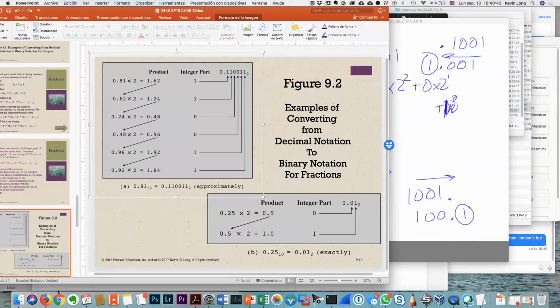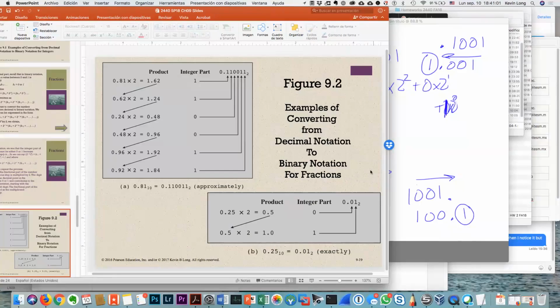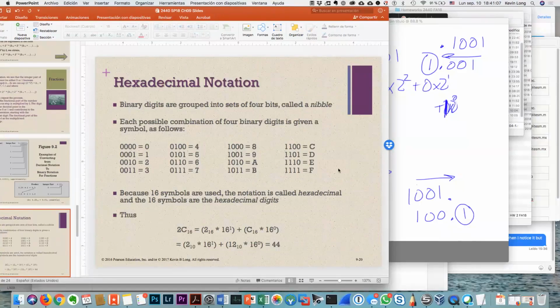Sometimes you get lucky. In this case, it's a quarter. So we all know it's 0.01. But let's see, 0.25 times 2 is 0.5. I keep the 0. 0.5 times 2 is a 1.0. I keep the 1, 0, I'm done. So that one works. Does that surprise anybody that you can't even calculate something like 0.81? So it's not exactly what you might expect.